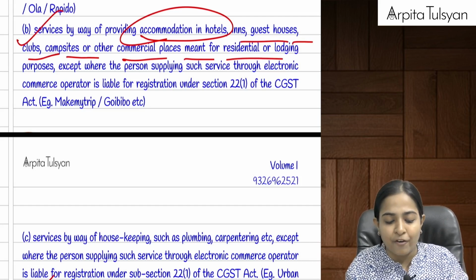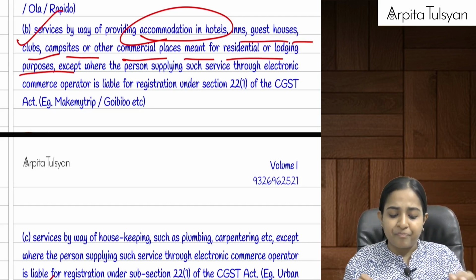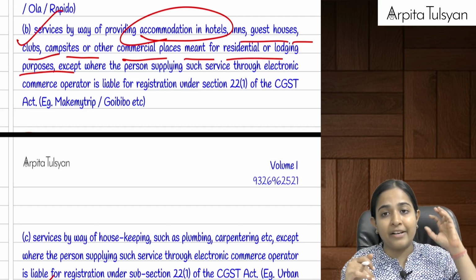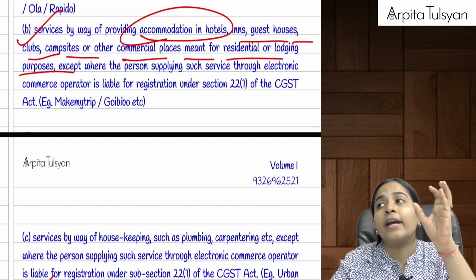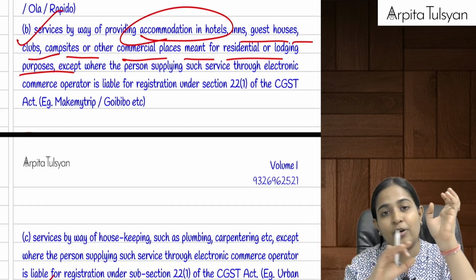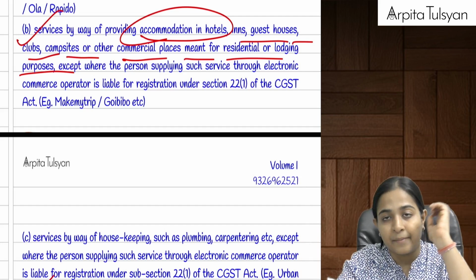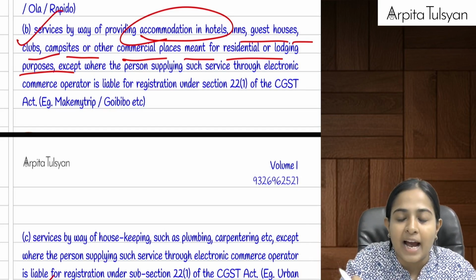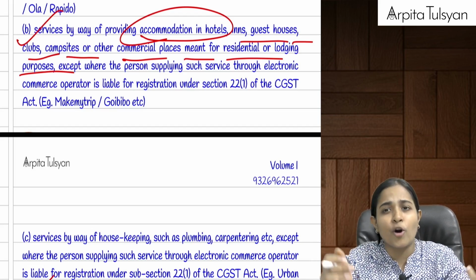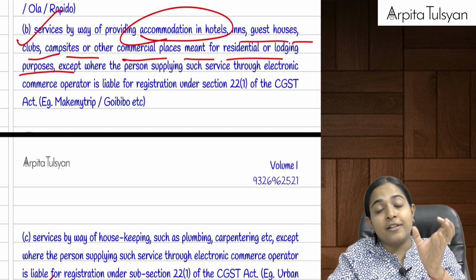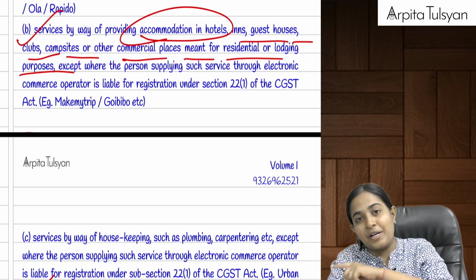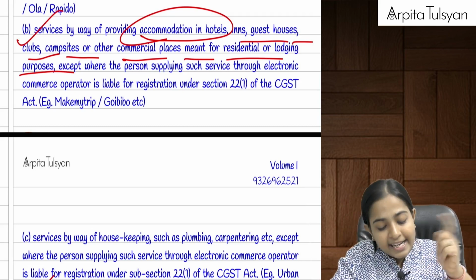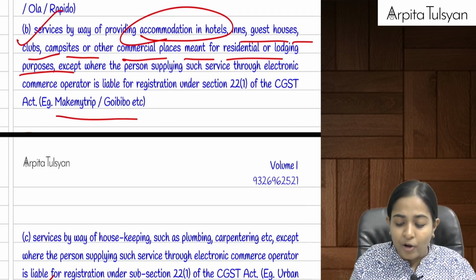Okay, similarly, services by way of providing accommodation, stay in hotel, inns, guest house, club, campsite or other commercial places which are meant for residential or lodging purpose. Example, if there is a particular hotel where I want to go and stay for my lectures, and I booked that hotel through Make My Trip or booking.com, here the service provider actually is the hotel, but who is the e-commerce operator? E-commerce operator here is Make My Trip or GoIbibo.